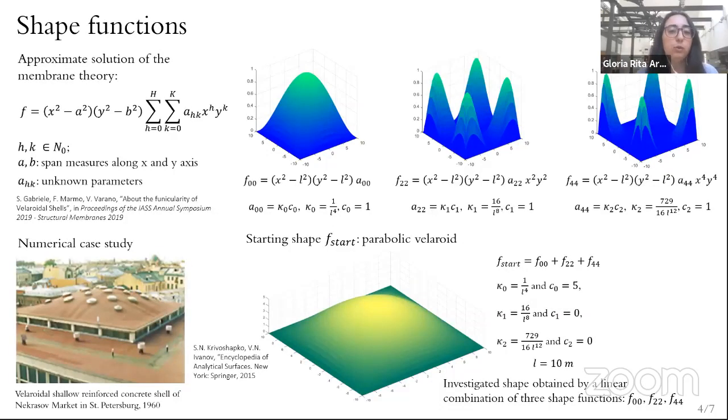The shape function that we have analyzed has been obtained by a linear combination of 3 shape functions that are taken from the approximate solution of the membrane theory. Specifically, we used the first 3 even functions of the approximate solution that you can see in the top left formula.